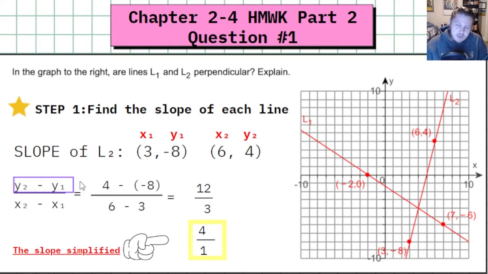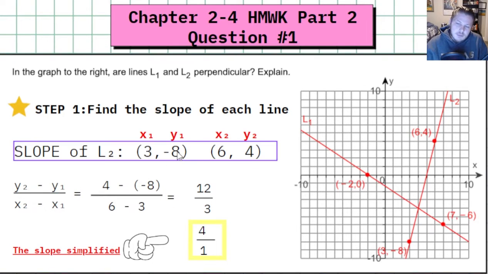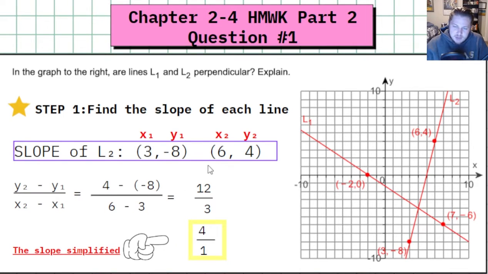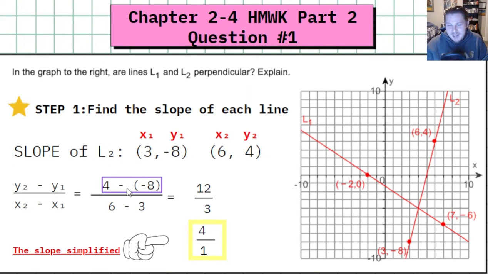y2 minus y1. My y2 is 4. My y1 is -8. My x2 minus x1, so my x2 is 6, and my x1 is 3. Just taking my labeled points and plugging them into the formula. So 4 minus -8, I'm subtracting a negative number, so really what I'm saying is 4 plus 8. That gives me 12. And then I have 6 minus 3. Okay, 6 minus 3 is 3.